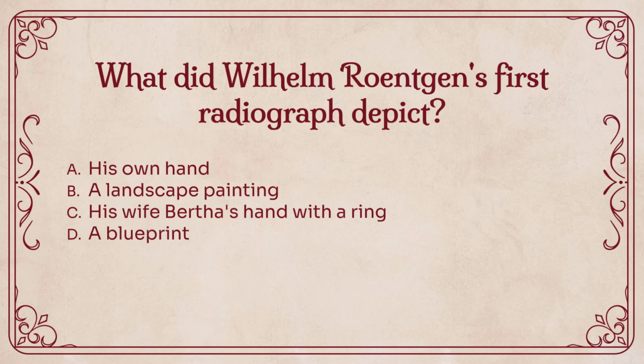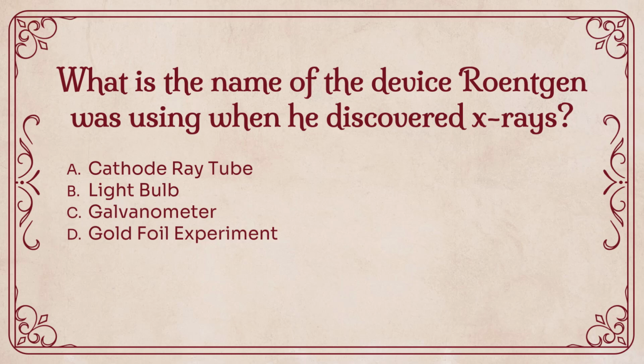And what did Wilhelm Roentgen's first radiograph depict? Was it his own hand? Was it a landscape painting? His wife Bertha's hand? Or a blueprint? That was his wife's hand, showing a ring, if you remember that.